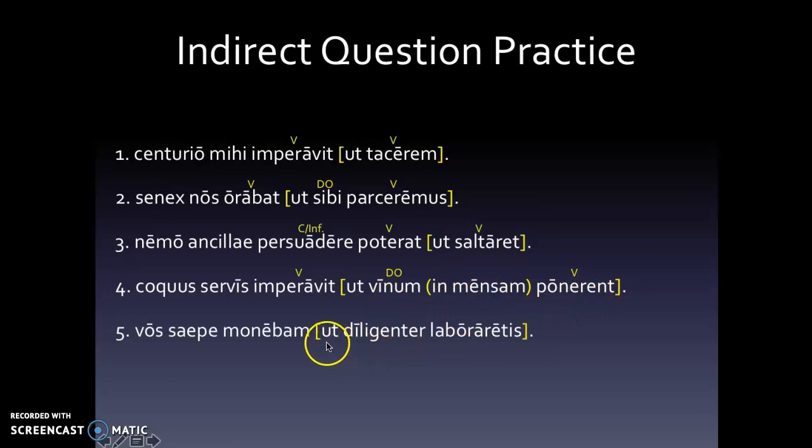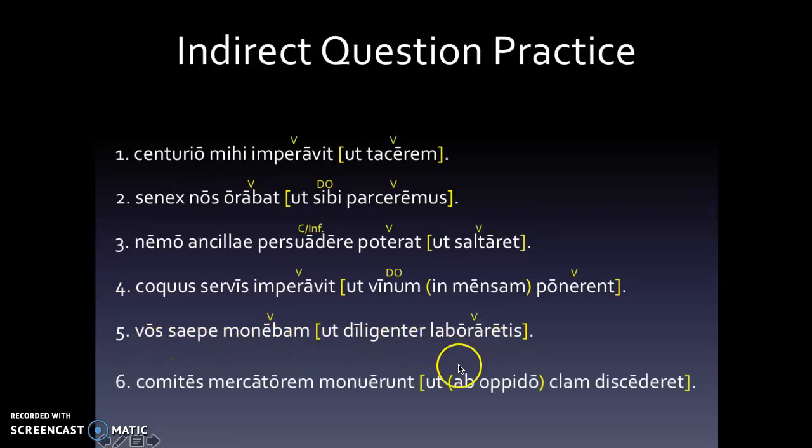All right, here's our indirect command. We've got an ut, and then we've got our subjunctive. Here's our head verb, our main verb, and our subjunctive inside the indirect command. So I warned you often to work diligently. All right, our last one, we've got a ut, then we've got our subjunctive. Inside of it, we've got a prep phrase, so I'm going to set that aside. Here's our head verb. All right, so the comrades warned the merchant to secretly leave the town.